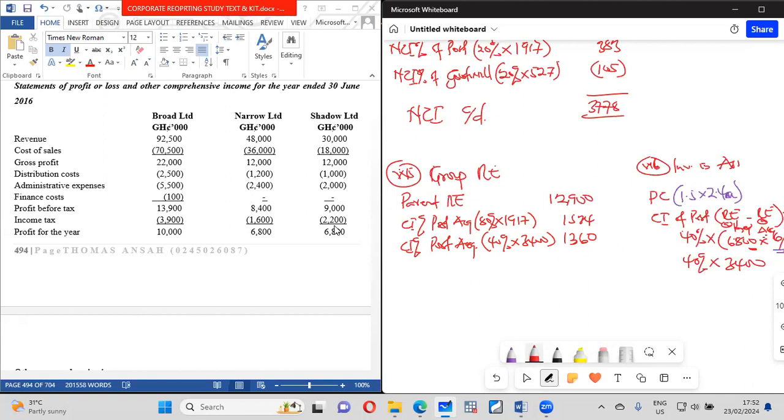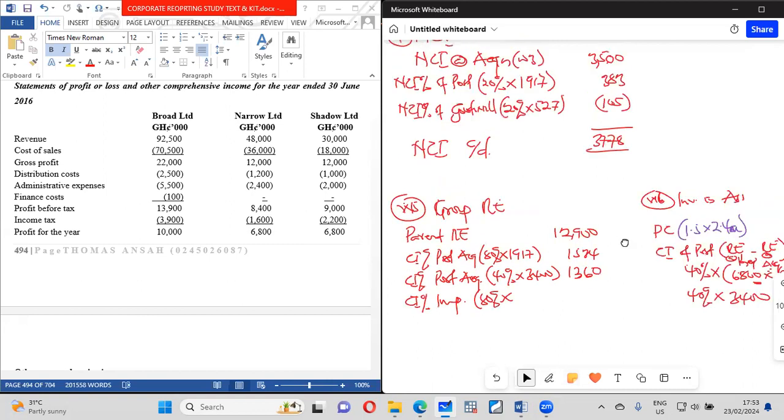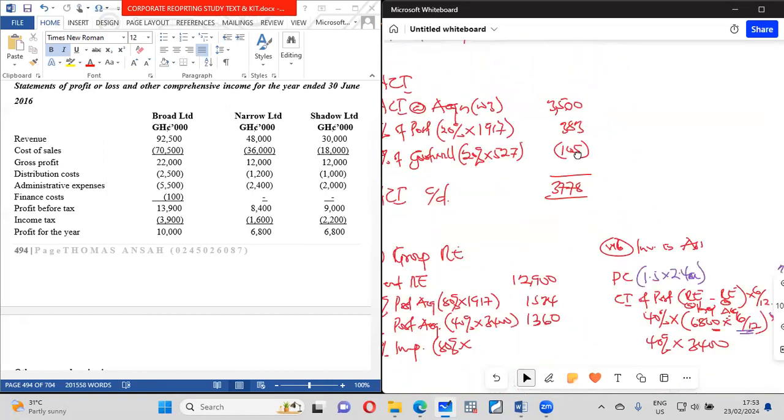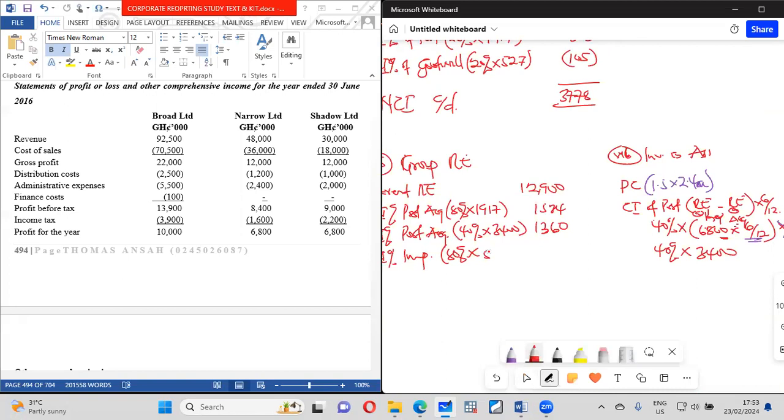Now, what is the remaining thing? The CI share of impairment, which is 80% of the impairment. The impairment was 527. 80% of 527 gives me 422. There was no impairment here. If there were, you would deduct it also, and you bring it. The same thing over here.